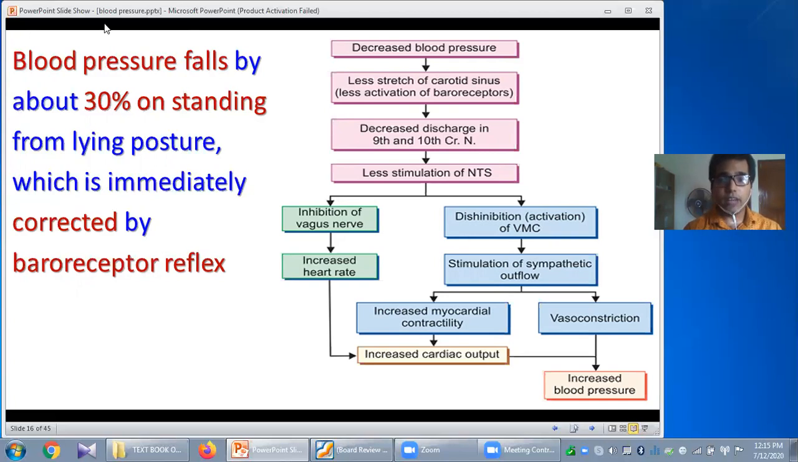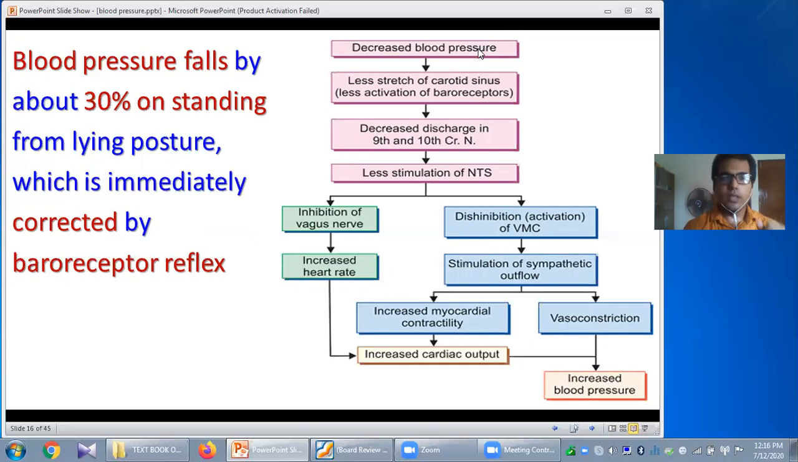So what will happen? Here you can see, say your blood pressure is dropping during the change of posture, or in any instance such as acute hemorrhage, where due to sudden loss of a significant amount of blood, your blood pressure may fall.